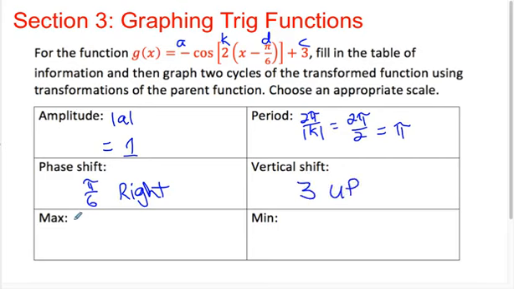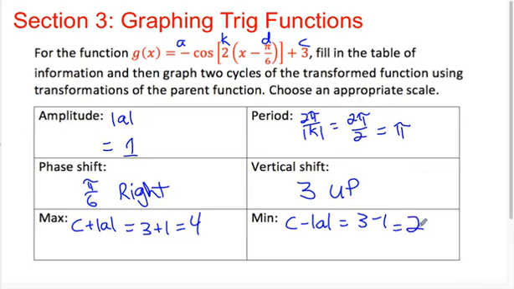To get the max value, you do your c value, which is the middle of the function, plus your amplitude. So plus the absolute value of A, right? Amplitude is the distance from the middle to the top or bottom, right? It's half the vertical distance between max and min. So to find the max, you go to the middle of your function c and just add the absolute value of A. So in this case, c is 3, and our absolute value of A is 1. So the highest the function will go is 4. The lowest, you go to c and then subtract the absolute value of A. So 3 minus 1 is 2. The lowest the function will go is 2.